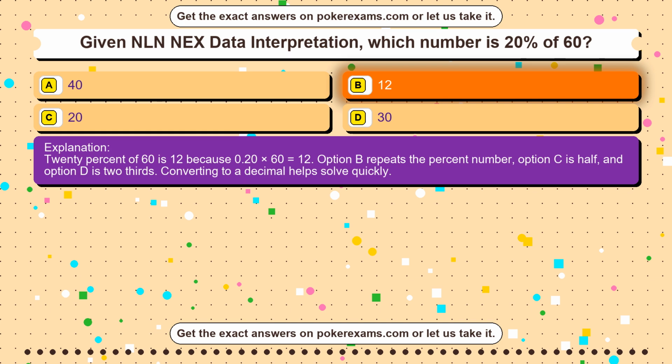20% of 60 is 12 because 0.20 times 60 equals 12. Option B repeats the percent number, option C is half, and option D is 2/3. Converting to a decimal helps solve quickly.